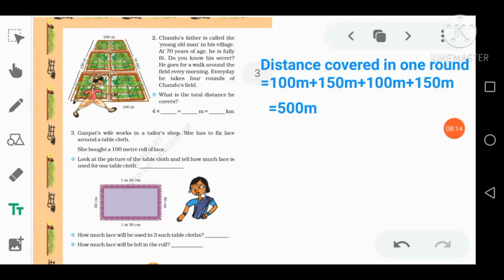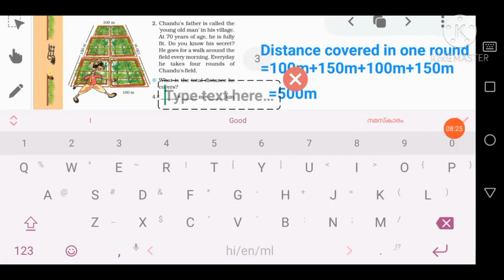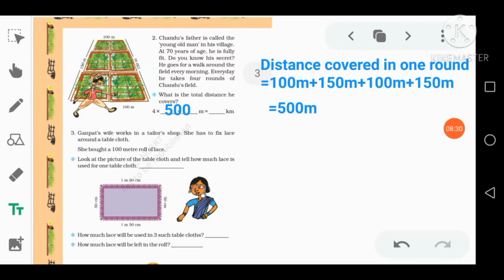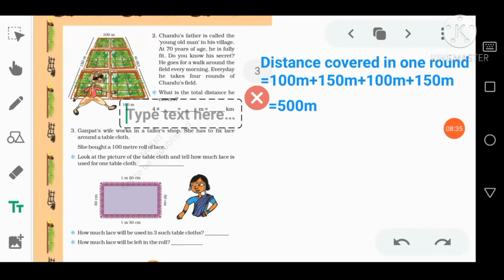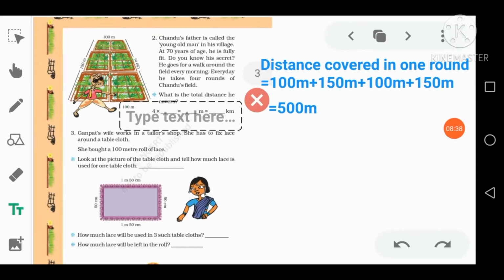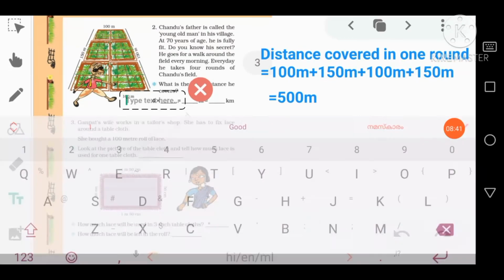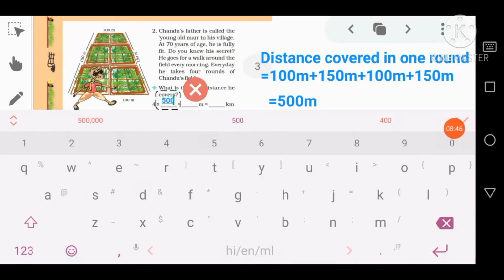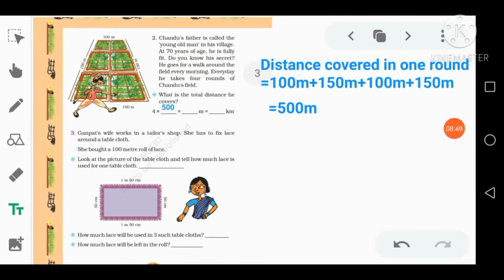So this is only 1 round. So total distance means he is covering 4 times, he is walking around. So 4 into 500 you have to write. So what is 4 into 500? 4 into 500 is, write it here. Okay, 4 into 500, 4 5s are 20, and then you have to write 2 zeros.